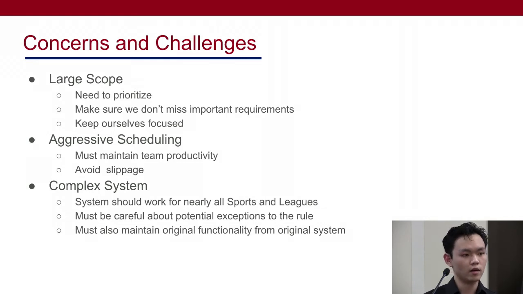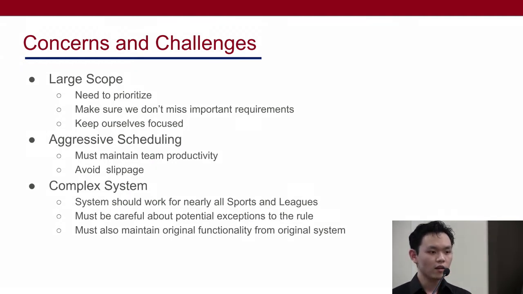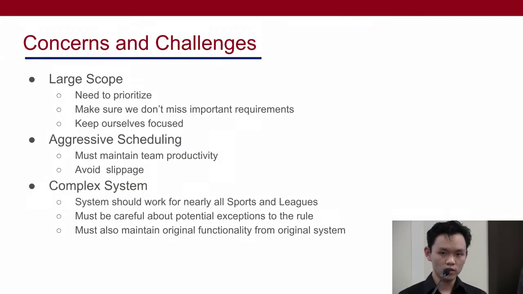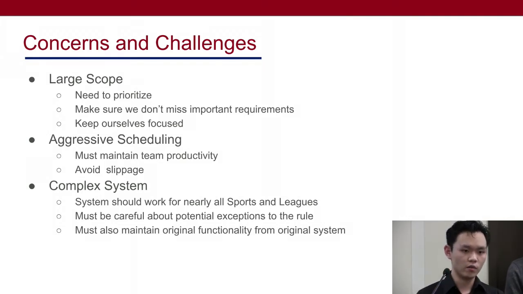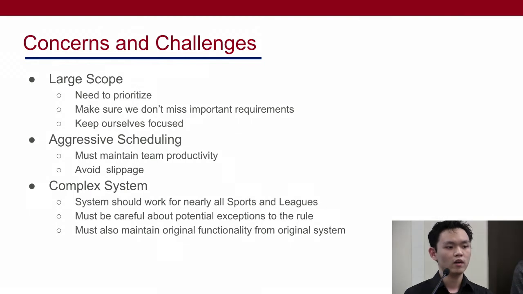Lastly, the final risk that we've encountered is that the system, both in its current existent form and the form that we're building, is complex. The original system served many types of sports, such as soccer and hockey, and a few other ones like basketball. Each of these sports have individual rules and laws that must be followed when the system is built.